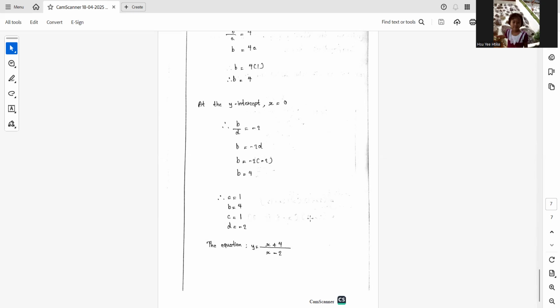So this is the end of question 3, and also this is the end of our Unit 5 mid-unit assignment. Thank you very much for your attention.